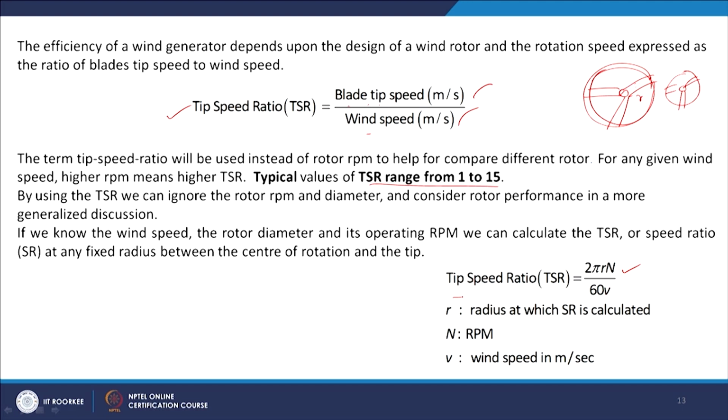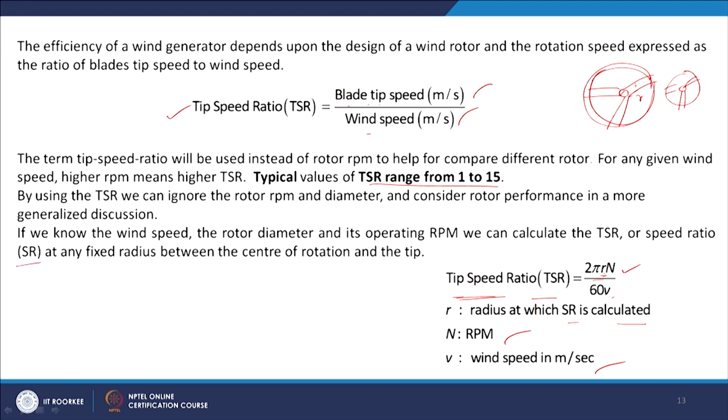So, now we get tip speed ratio equal to 2 pi r n divided by 60 into V, where r is the radius at which the speed ratio is calculated, V is the wind speed in meter per second, and n is the RPM. We can calculate the speed at any position also, for many values of r. That is called the speed ratio.